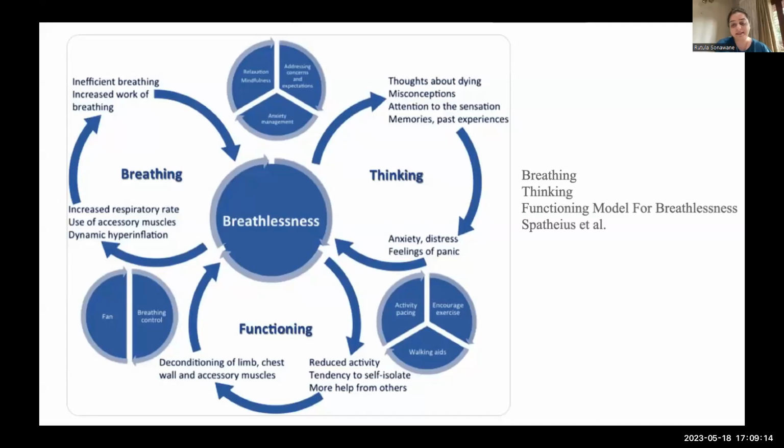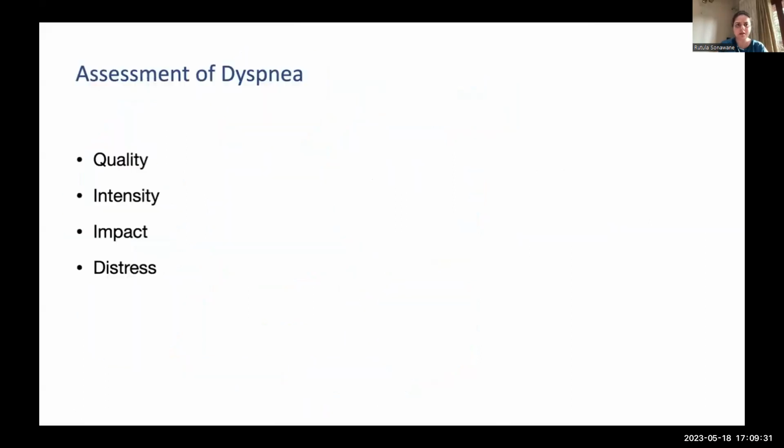And physical activity, exercises, physiotherapy, chest physiotherapy, and any aids while doing daily activities can also be encouraged, so as to improve the functionality of the patient and thus help reduce breathlessness. So those are the factors that we need to keep in mind, so that we manage breathlessness in the best way that we can. Coming to the assessment, we need to look at the quality of breathlessness, the intensity of breathlessness, what impact it has on the person, and the distress that it is causing.